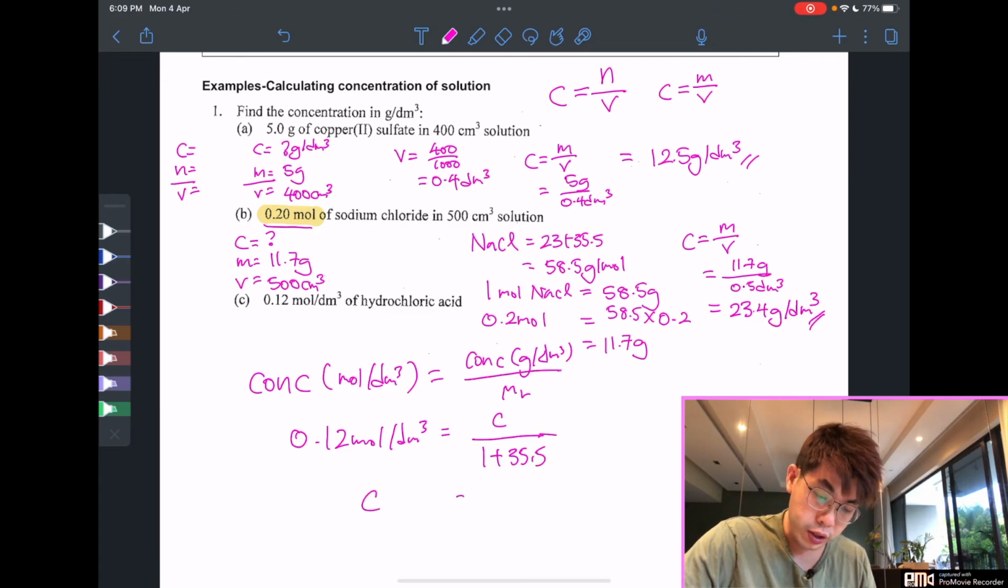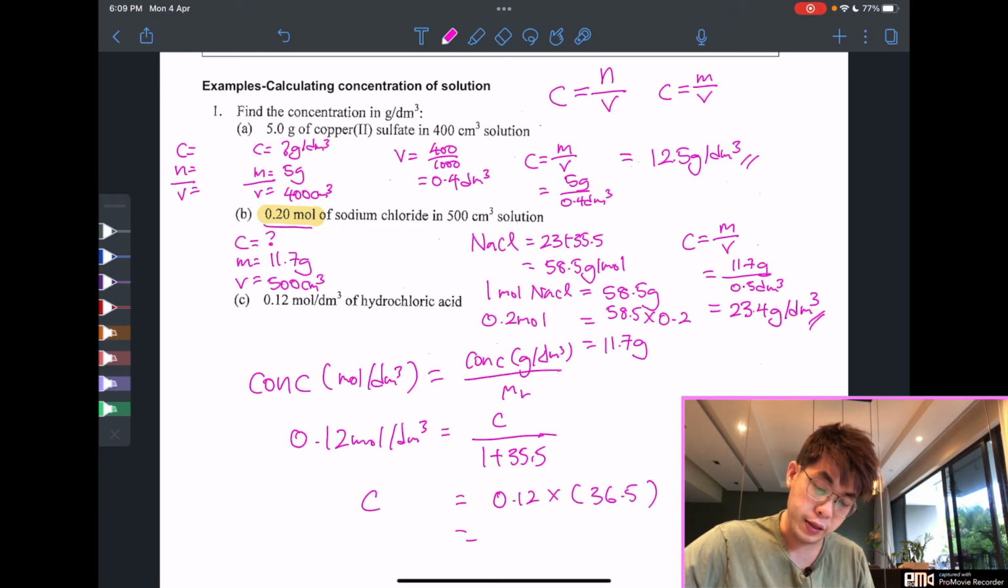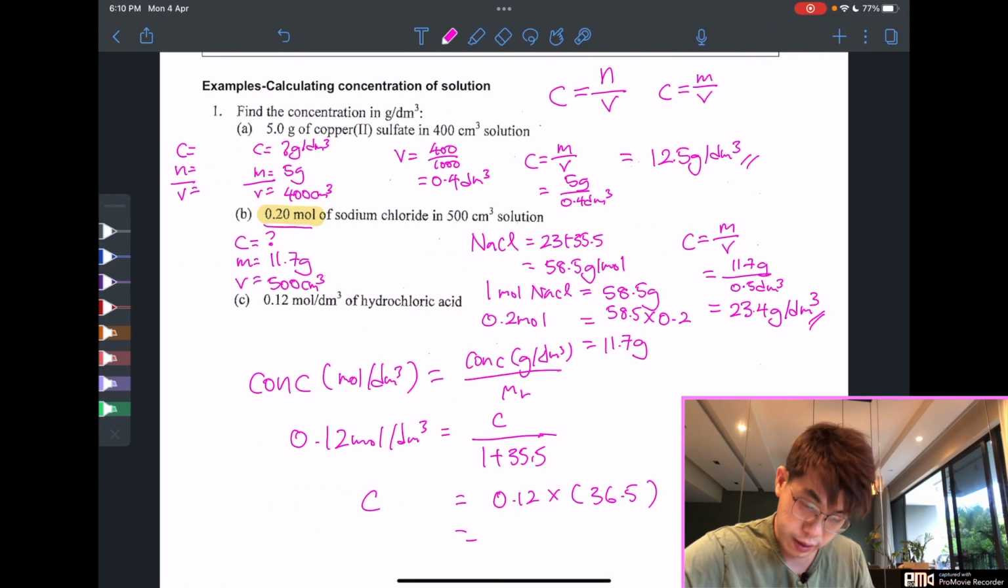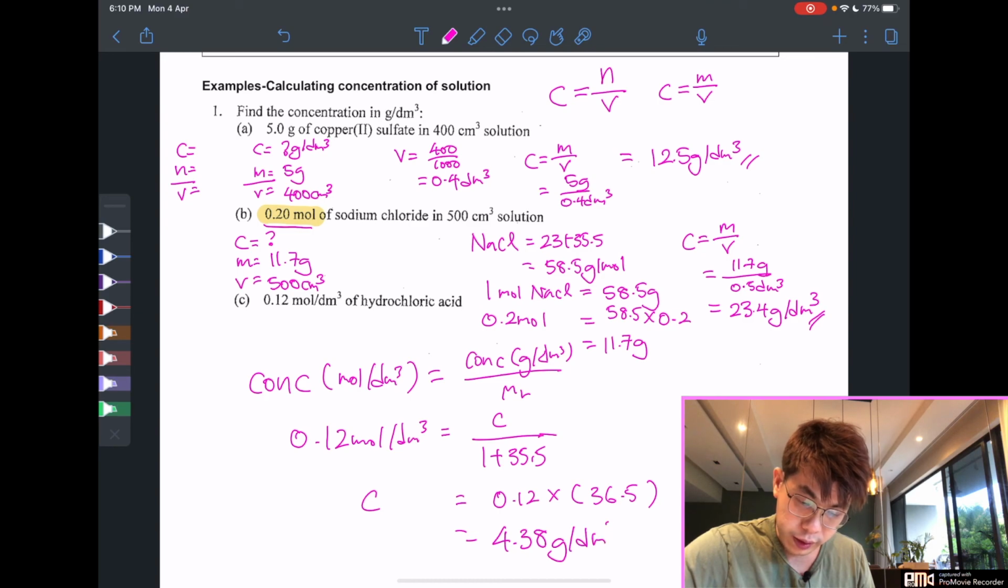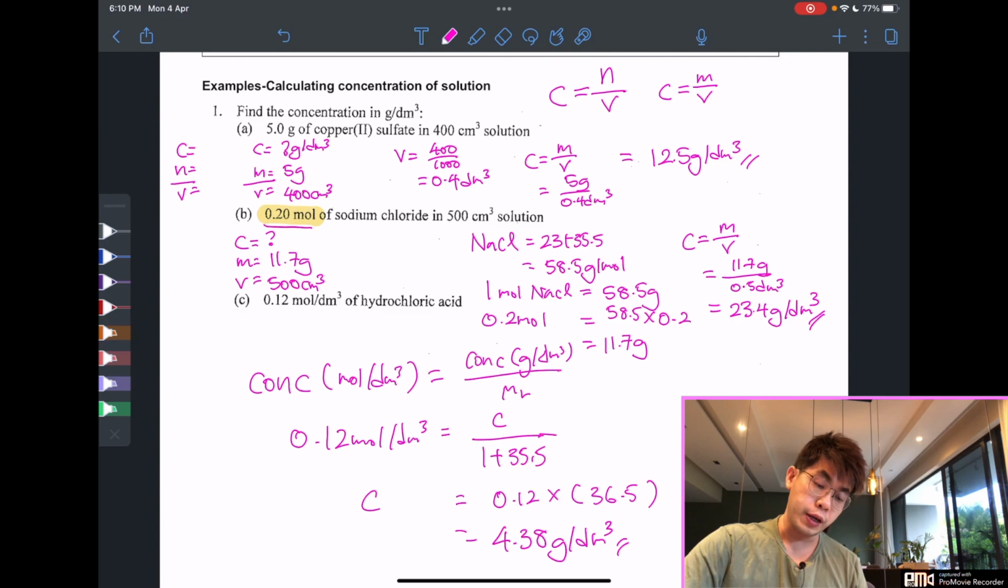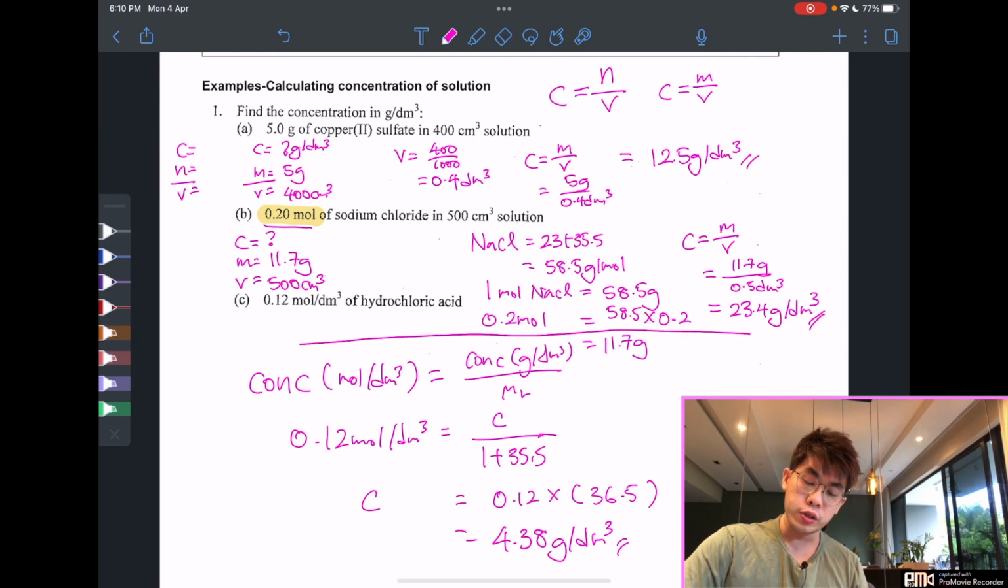So concentration equals 0.12 times 36.5. 0.12 times 36.5 is 4.38. 4.38 gram per dm cube. Okay, so currently we have done 3 different questions, very different questions, and I hope that has been helpful for you.